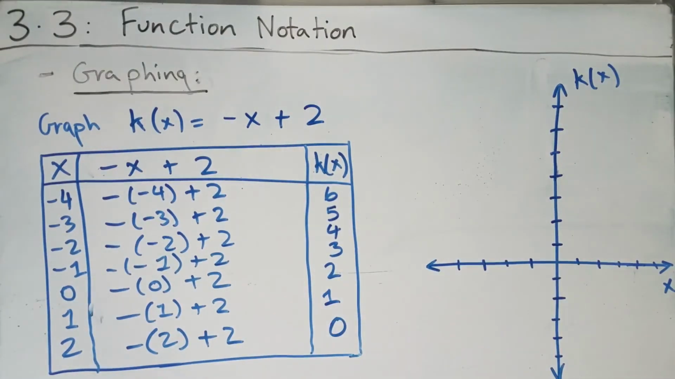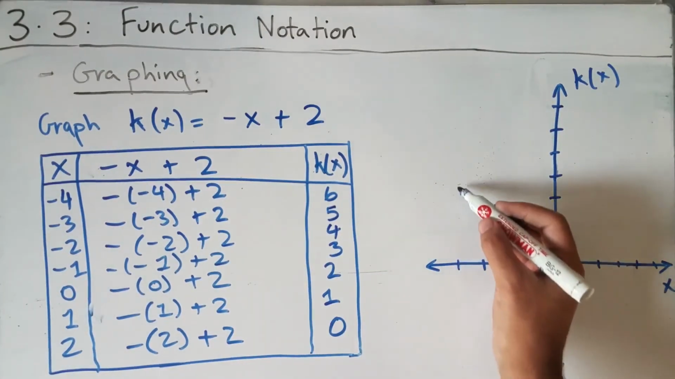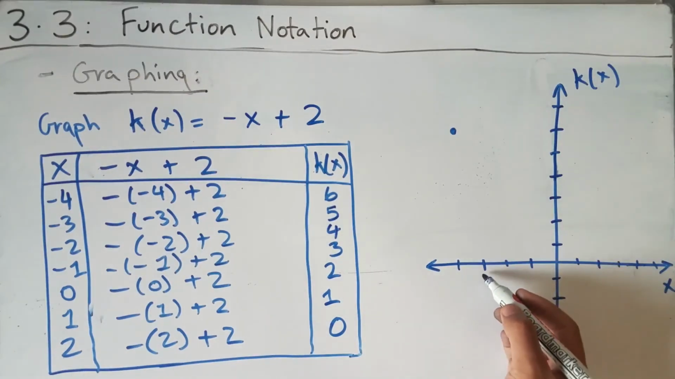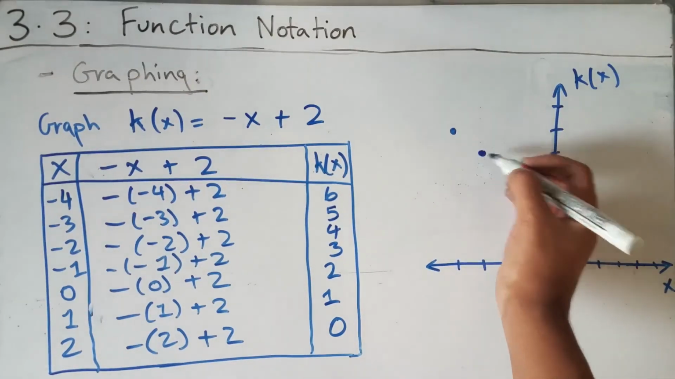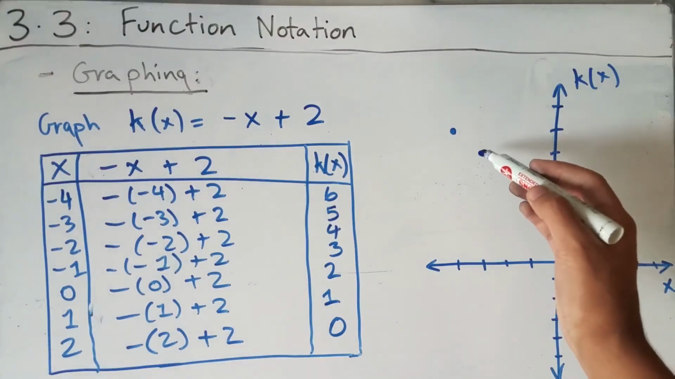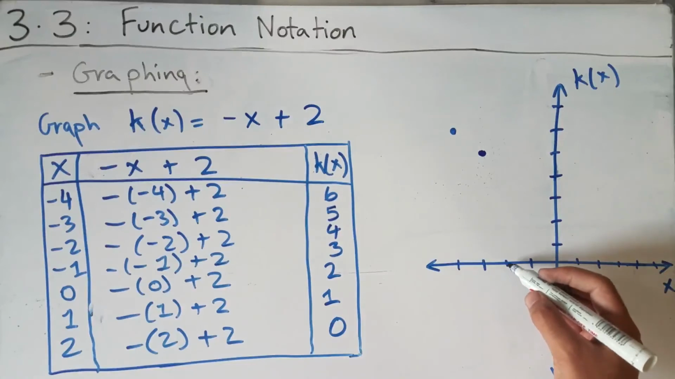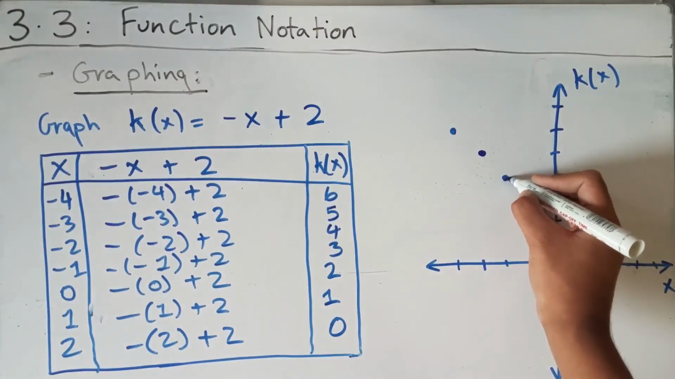Our first point is going to be (negative 4, 6). So negative 4 is here, and our 6 will be at this point. (Negative 3, 5) would be from here, negative 3, and then we go plus 5 along the k of x axis. So (negative 3, 5) is over here. And the next point, (negative 2, 4), so negative 2 is here, plus 4 on the y-axis, we'll put our point here.